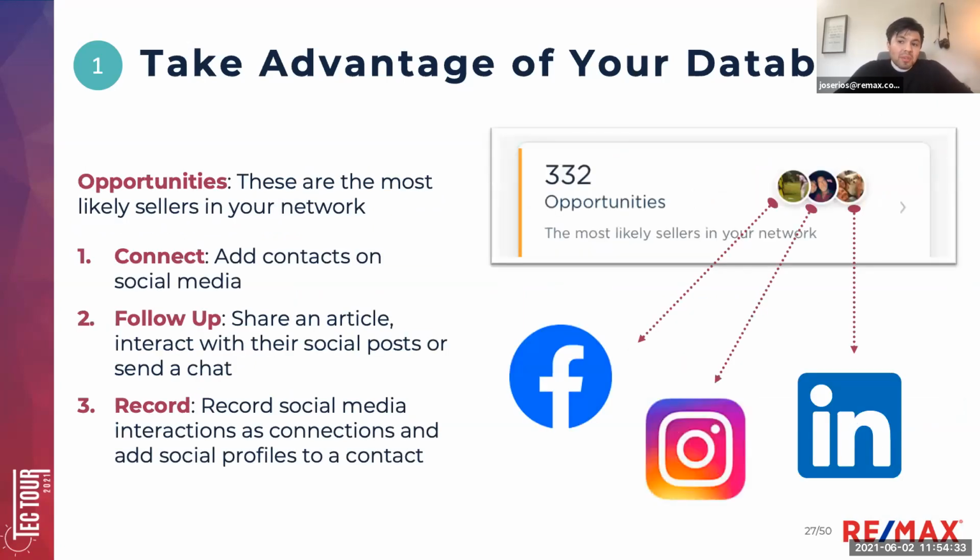Now, once you've gone through your recommendations, it's time to hit the opportunities. Opportunities are going to be people that are most likely to sell the property within the next 12 months. These are people that First has ranked from 1 to 3 stars based on what we believe their likelihood to sell is. You want to do the same thing, right? Connect, follow up, and record.